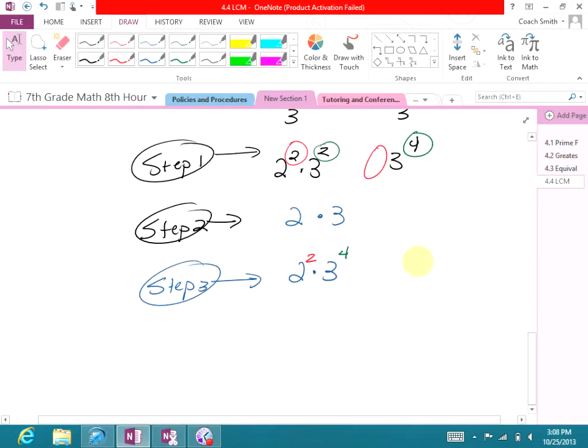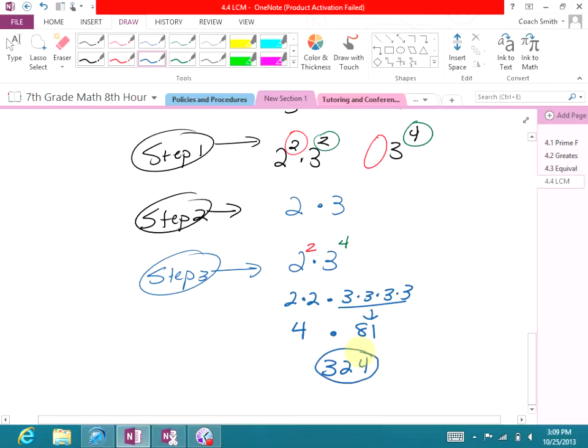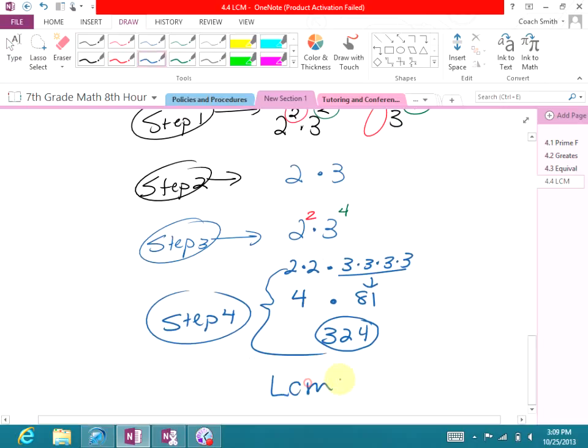Okay, now I take that and I say 2 times 2, which is 4, times 3 times 3 times 3 times 3, which is 81. So I have 4 times 81. 4 times 81, 324. And that is step 4, right here. So the least common multiple is 324.